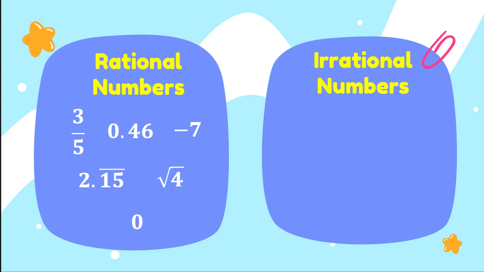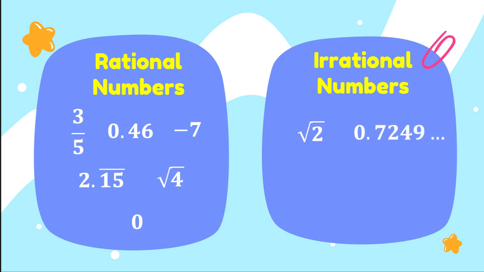Next, any number that we cannot write in the form of a over b, or simply all numbers that cannot be written in fractional form, are what we call irrational numbers. An example is square root of 2. If you use your calculator, the answer for the square root of 2 is a non-terminating decimal, and therefore we cannot write it in fractional form. So this kind of number is considered an irrational number.